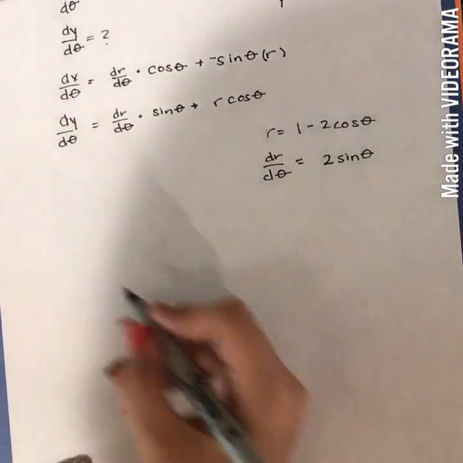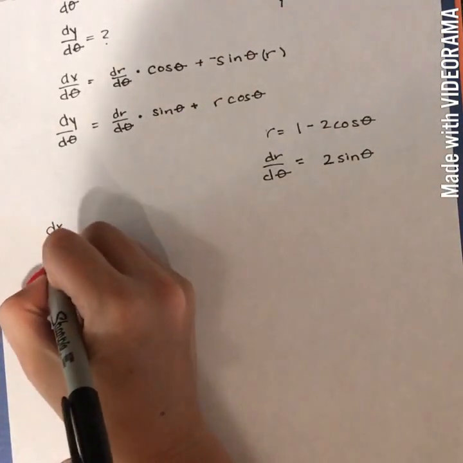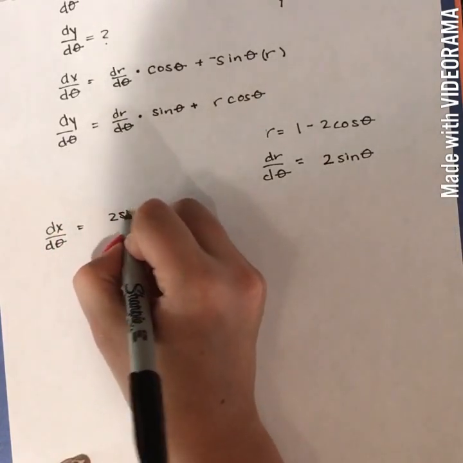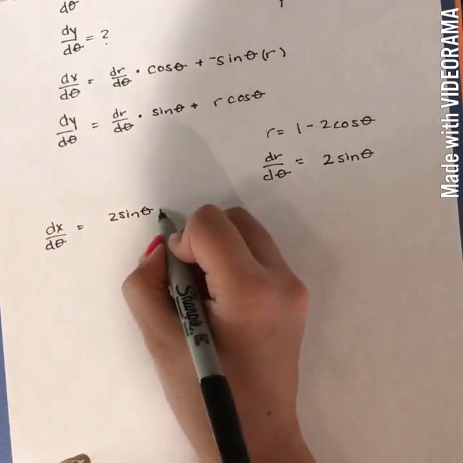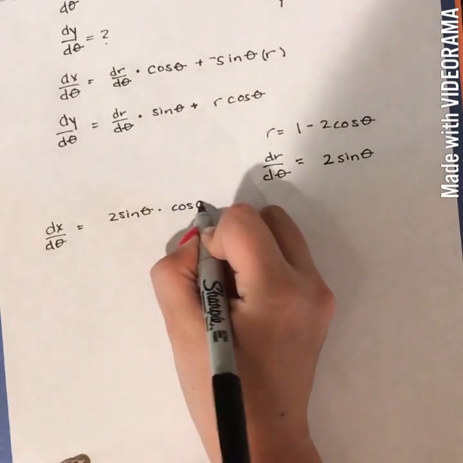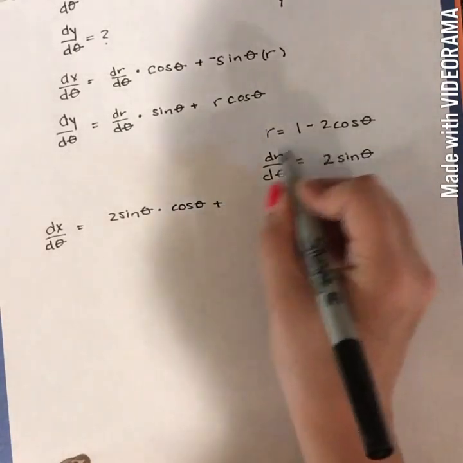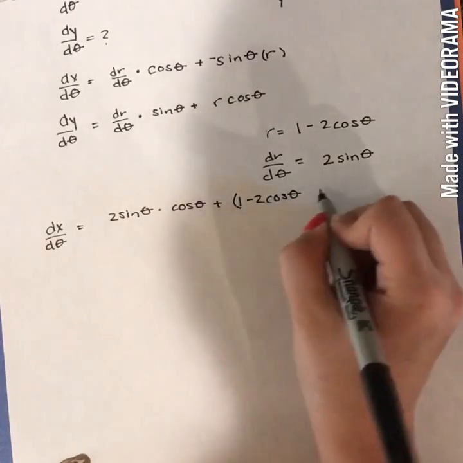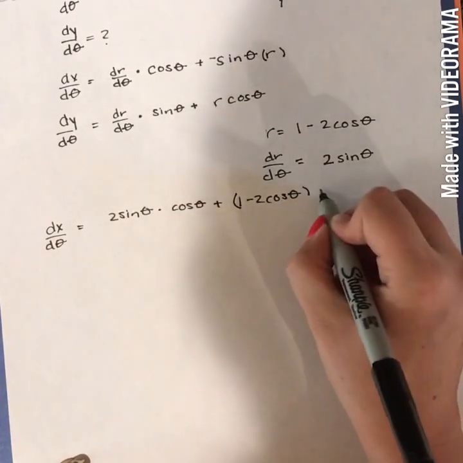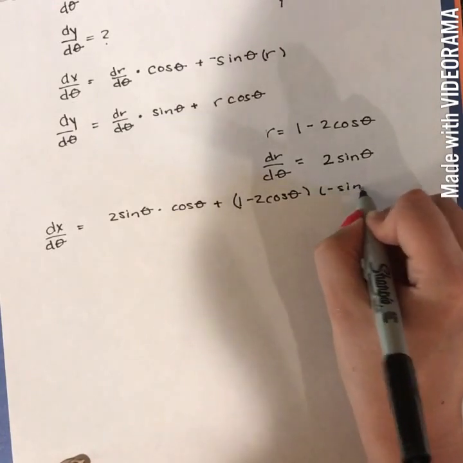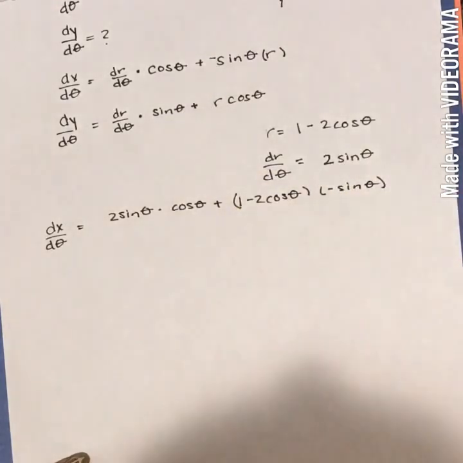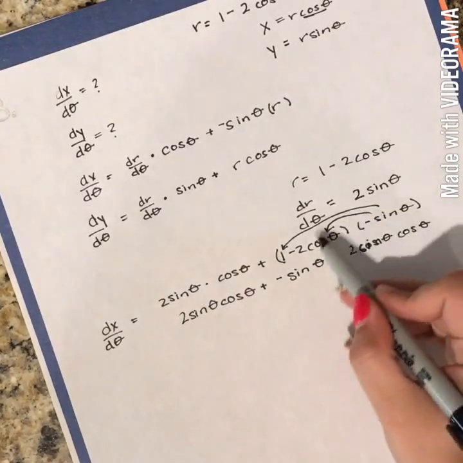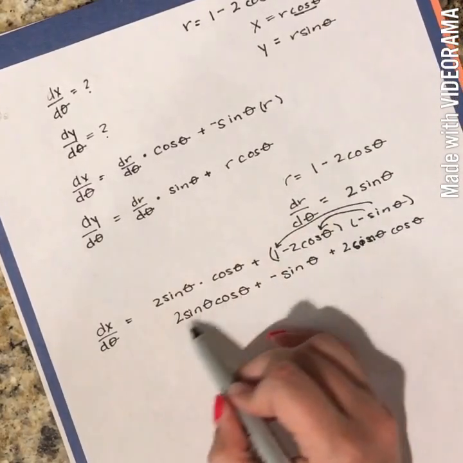So now we're just going to write all these out. So dx d theta equals 2 sine theta, and you might, after you write all these out, have to simplify, and then our r, 1 minus 2 cos theta, and then negative sine theta. I just distributed this sine and wrote this neater.